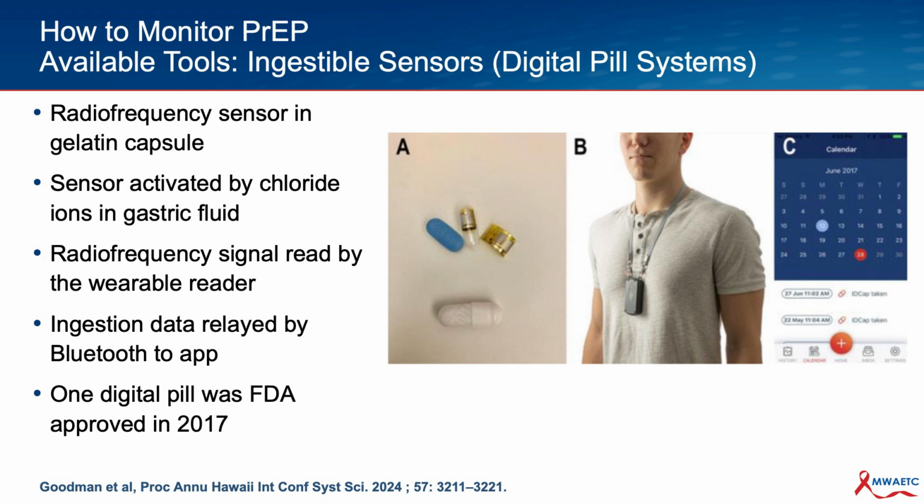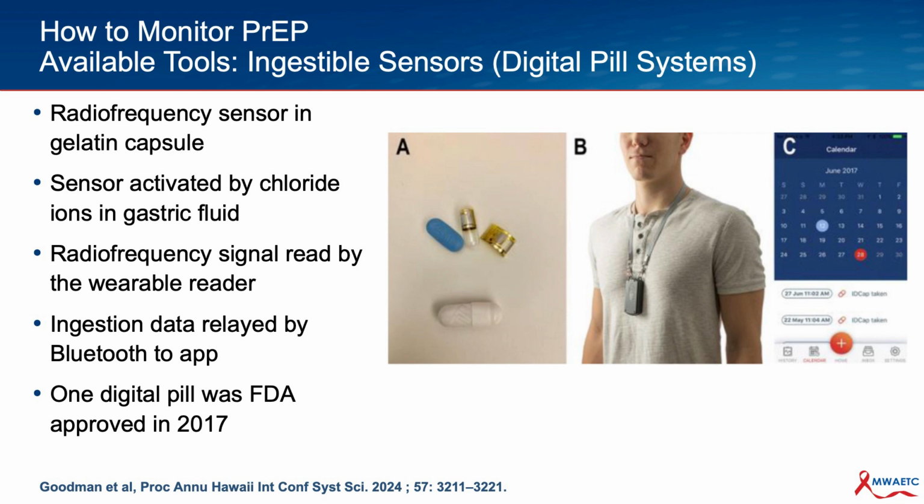There is a whole lot more data recently on these ingestible sensors. What you can see in figure A is the pill that gets encapsulated in a gelatin capsule that has a radio frequency sensor. You swallow the encapsulated pill. The sensor is activated in your stomach. It sends a signal to this device that you have to wear, and then it's relayed by Bluetooth to an app. There is actually a digital pill that was FDA approved almost 10 years ago, but further development appears to have been stalled for ethics and safety concerns.